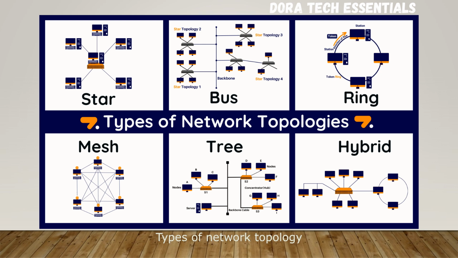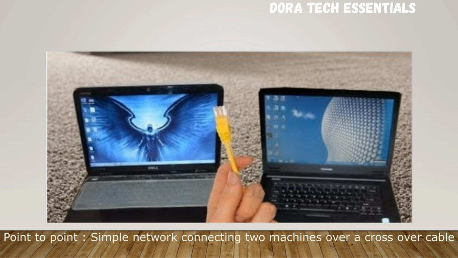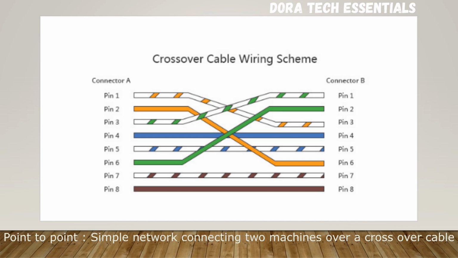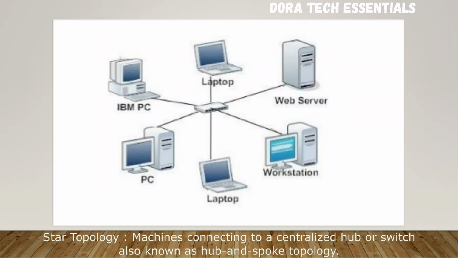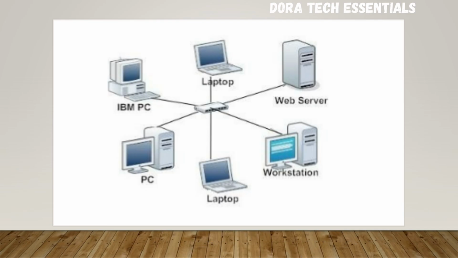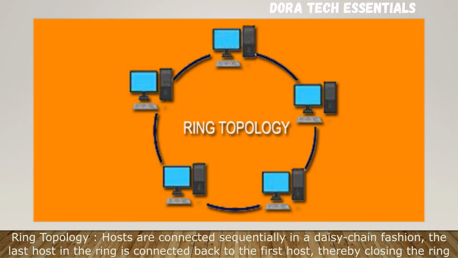Types of network topology. Point-to-point. A simple network connecting two machines over a crossover cable. Star topology. Machines connecting to a centralized hub or switch, also known as hub and spoke topology. Ring topology. Hosts are connected sequentially in a daisy chain fashion. The last host in the ring is connected back to the first host, thereby closing the ring.